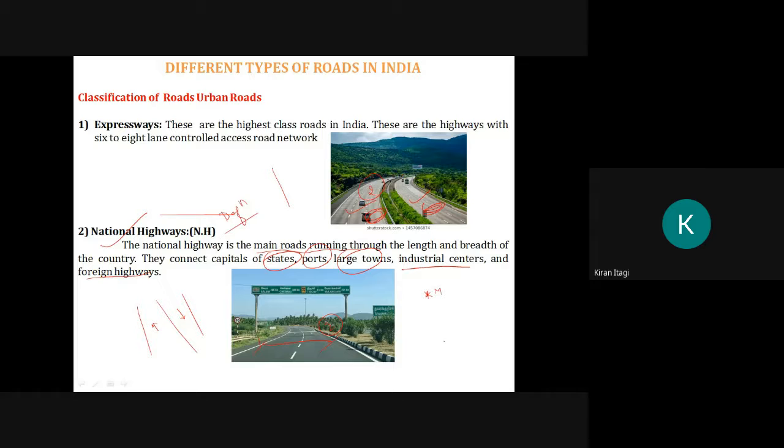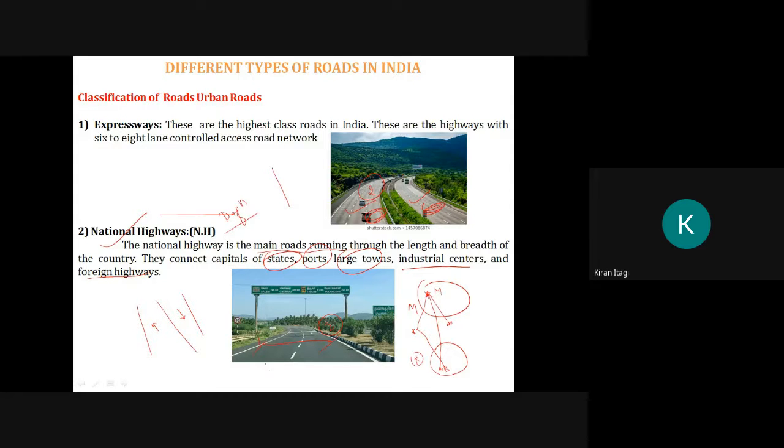This is Mumbai, or this is Maharashtra, and this is Karnataka. Here we have Bengaluru, and here we have Mumbai. They connect the capitals of different states. They connect the ports. Here we have Goa, etc., and some important ports, so they connect there also. And if there are big industrial areas, then they also connect there, etc.